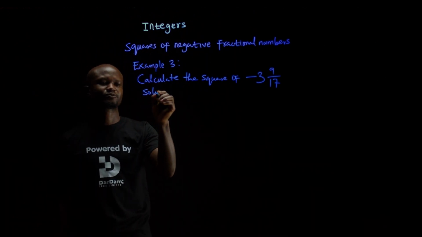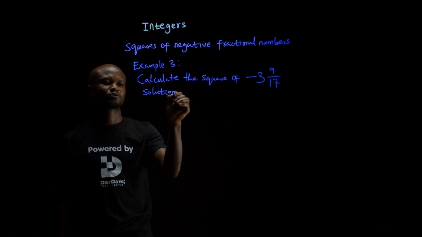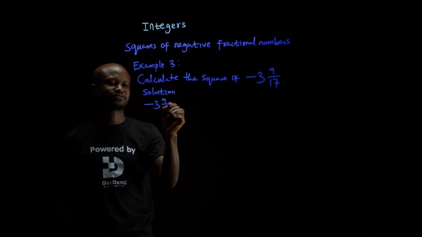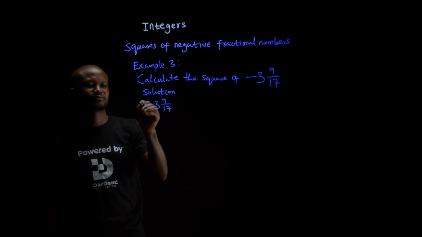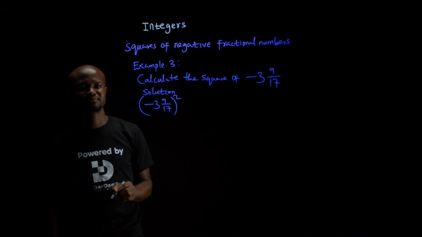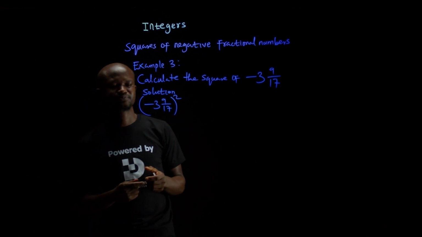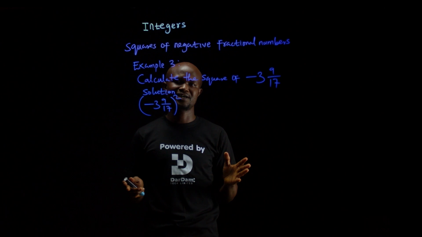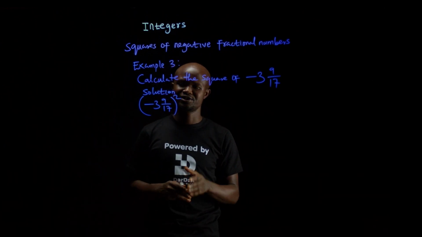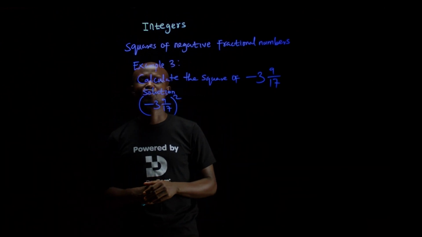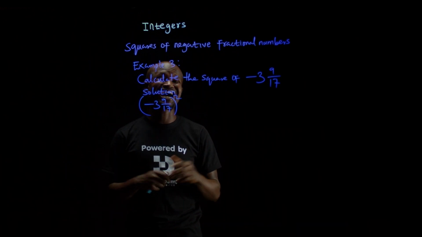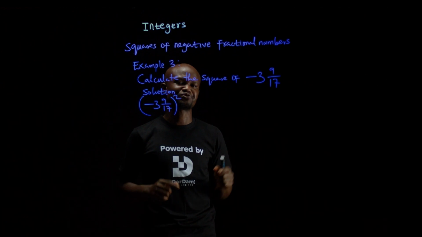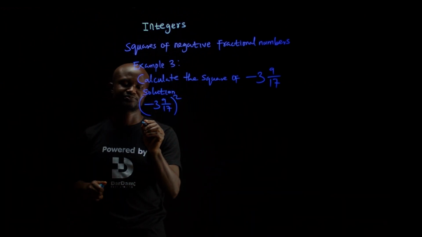Solution. We have minus 3 whole number 9 divided by 17. So we want to find the square. Now the first thing you need to do, you should know that 3 whole number 9/17 is a mixed number. So the first thing is that you need to convert this number to an improper fraction. That's the first thing you need to do.